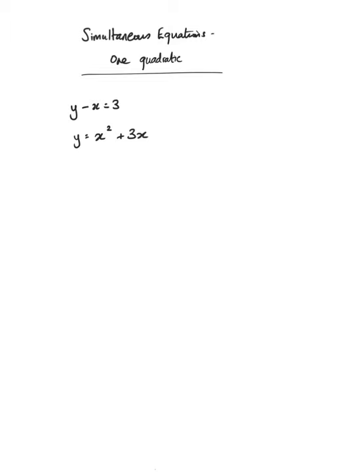So the first thing I'm going to do is rearrange the linear equation so it says either y equals or x equals. I'm sure that here we can see quite easily we can make that say y equals 3 plus x. And all I've done there is added x to both sides to get y on its own. So step 1 is to rearrange the linear equation to get y equals or x equals.